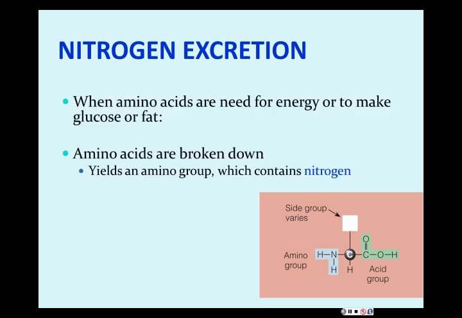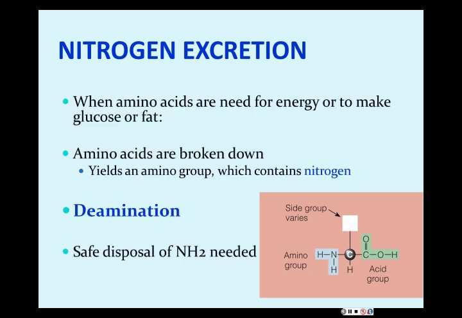So let's look at nitrogen excretion. When amino acids are broken down, as occurs if they're used for energy or to make glucose or fat, they must first be deaminated or stripped of their nitrogen-containing amino group. This nitrogen-containing compound must then be disposed of in a safe way. Okay. So when we're talking about deamination, it is cleaving, breaking that bond, so this NH2 amino group is released, and then the rest of the carbon skeleton structure can be used to make glucose, make fat, or used for immediate energy.